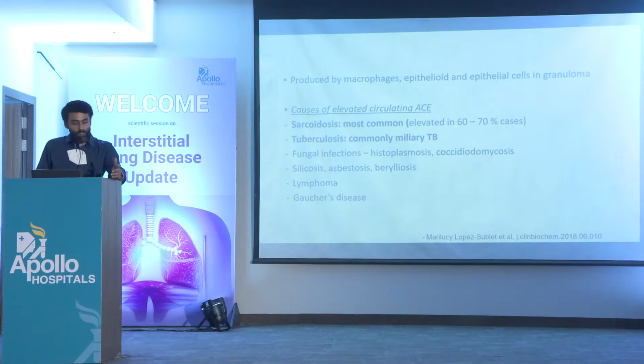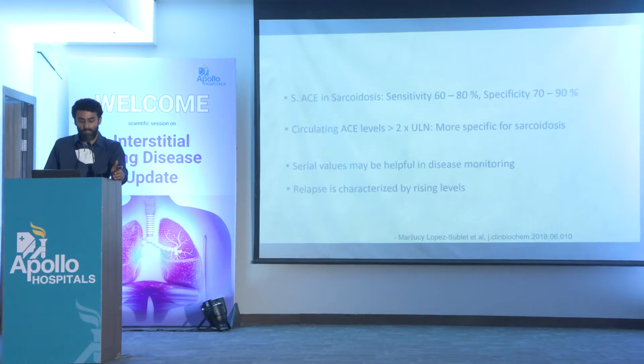And it's not just in sarcoid, there are multiple conditions like TB, fungal infections, silicosis, lymphoma. In all these conditions, ACE levels can be raised. So, in sarcoid, the sensitivity of a higher ACE level, that is more than 2 times the upper limit of normal, is about 60 to 80%, and the specificity also varies from 70 to 90. So again, ACE levels can be raised in multiple conditions. So serial values might be helpful in disease monitoring, and relapse is characterized by rising levels.